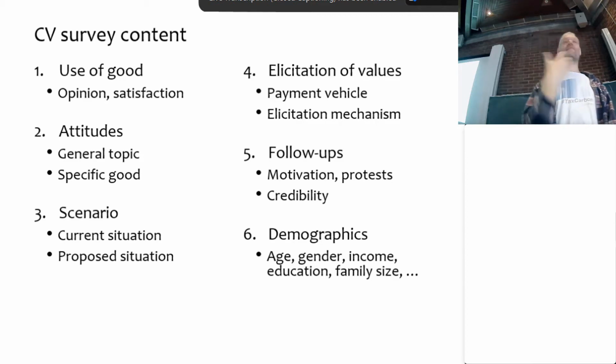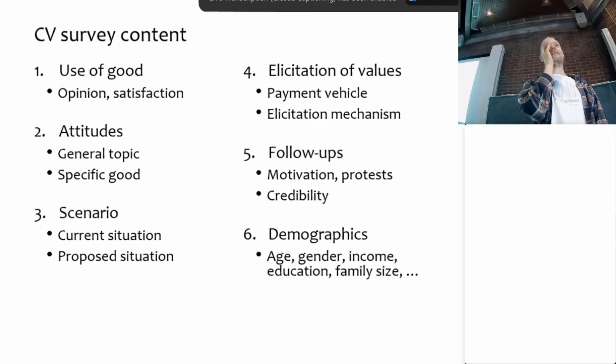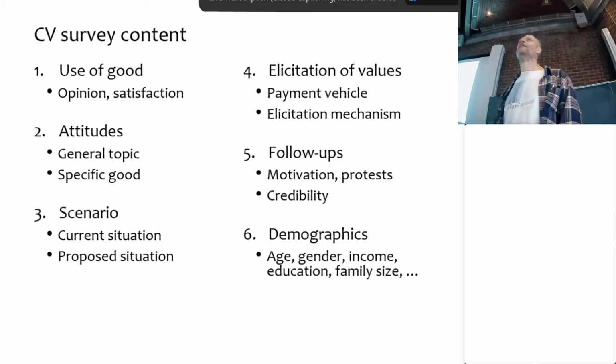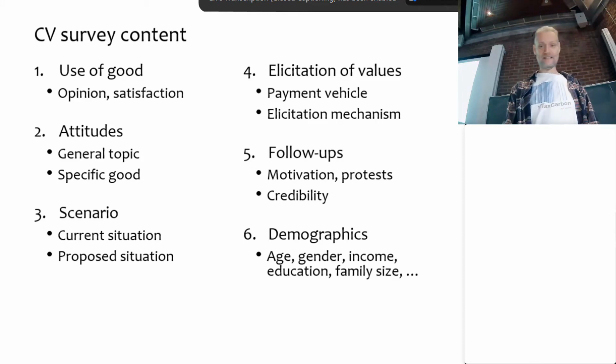And then typically at the very end, age, gender, income, education, family size, and so on and so forth. The reason that you put this at the end is that some people stop at this point. As soon as you ask them for income, they turn off, they walk away, right? That's why you want to do this at the end. Also, you don't want to prime people to think about their gender when answering the question, right?